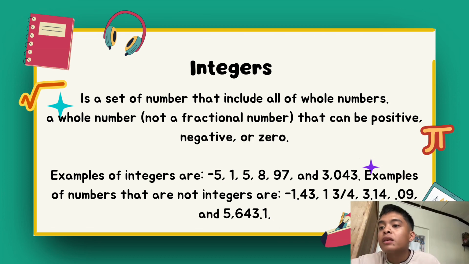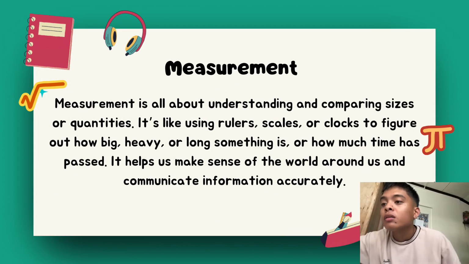Integers is a set of numbers that includes whole numbers, not fractional numbers, that can be positive, negative, or zero. Examples of integers are -5, 1, 8, 97, and 3,442. Examples that are not integers are -1.43, 1 and 3/4, 3.14, 0.9, and so on.